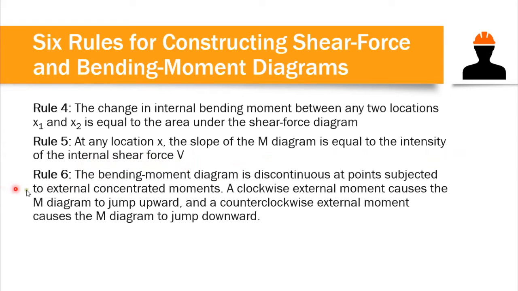For rule number 6, if we have an external moment rotating counterclockwise, this is a negative moment, so our moment diagram goes downward if we have a counterclockwise external moment or couple. If we have a clockwise couple or external moment, then our moment diagram jumps upward, since this one is positive.